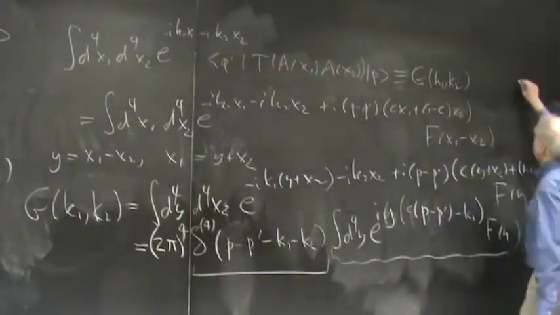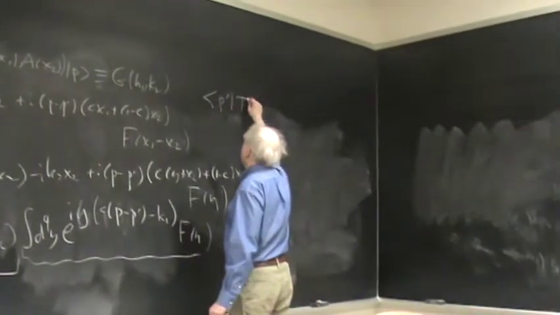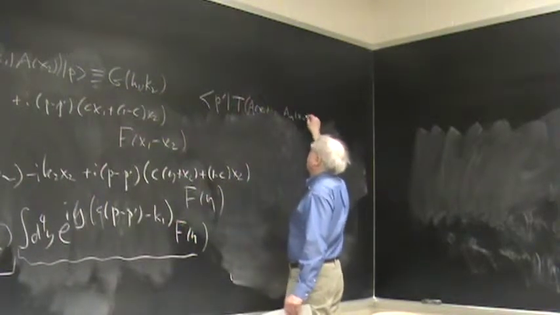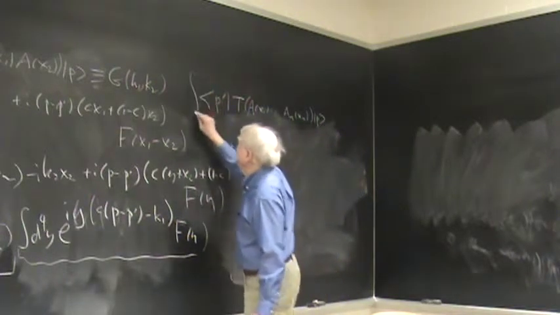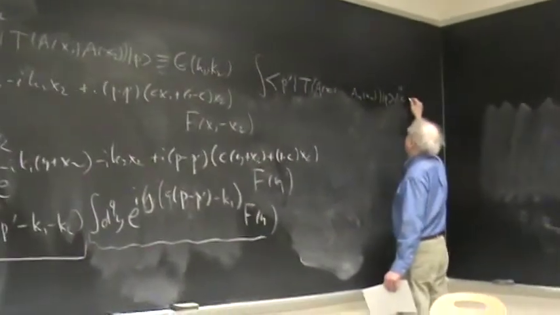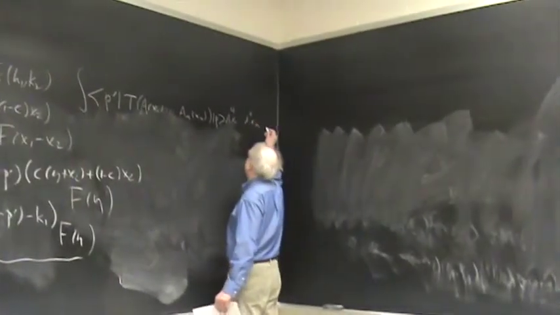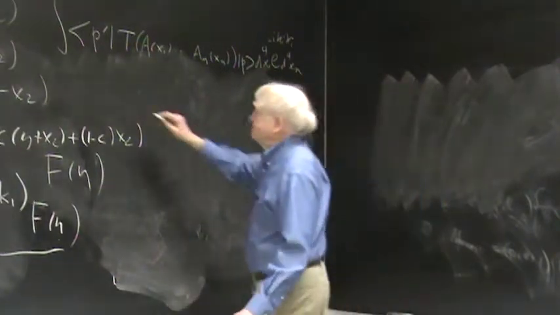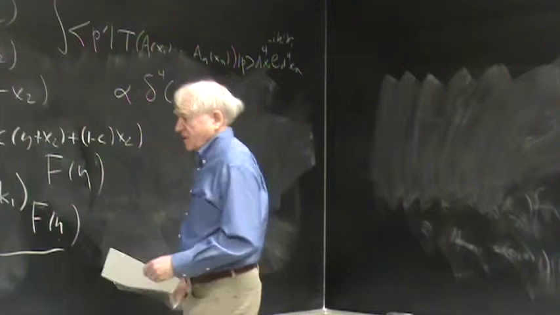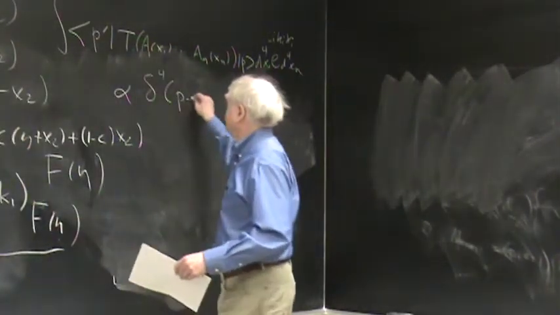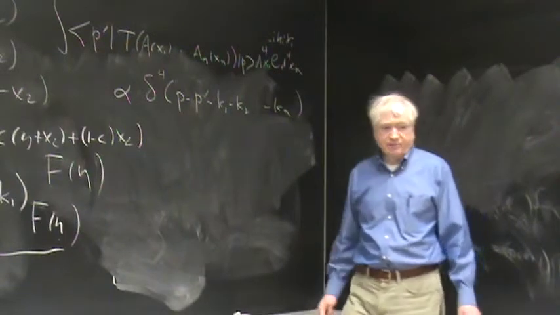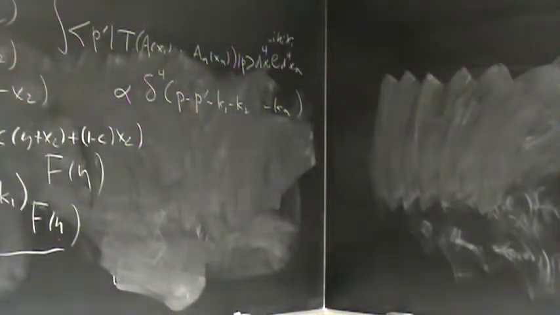And more generally, if you have a matrix element p prime, time-ordered product, A1 of x1 through AN of xN, p, and then you take a Fourier transform, d4x1 through d4xN, e to the minus i sum of ki xi, sum from 1 to N, of course, this is going to be proportional to delta 4 of, and it's going to look just like this, p minus p prime, and then minus k1 minus k2 minus kN. You can have similar results for internal symmetries like charge.